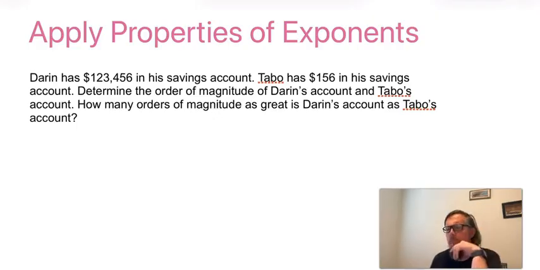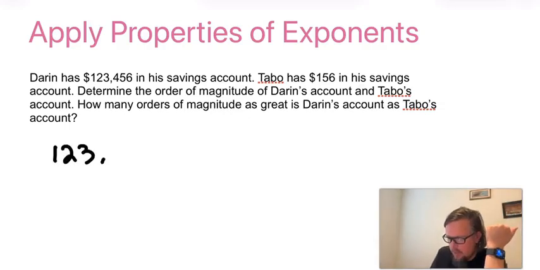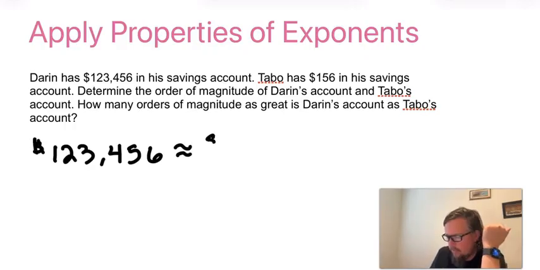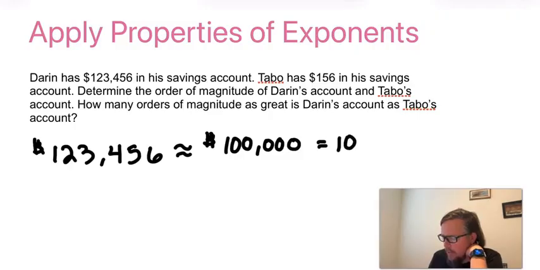So determining order of magnitude involves rounding. Darren's account has $123,456, and so we're going to round that to the nearest, let's say, 100,000. This is about $100,000. The reason we're rounding it like that is so we can put it into some form of scientific notation. This is 10 to the third power.